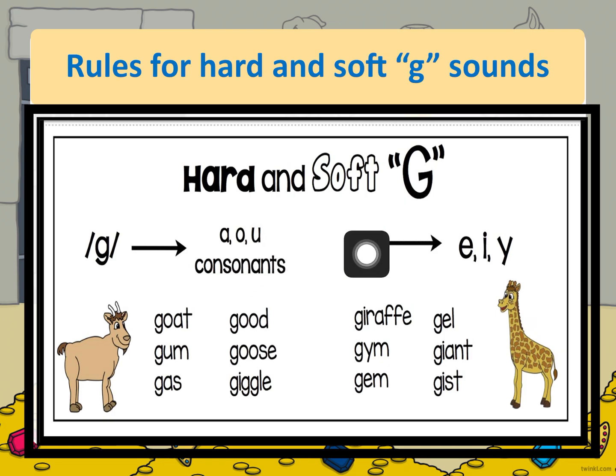Now my G can turn into the J sound when I have E, I, or Y. For example, giraffe. J, J, giraffe. What about the word gel? Say gel. J, gel. What about the word gym? J, gym. And the word giant. We don't say g, giant. That's wrong. We say j, giant. And that's because our G turns into a soft J sound before E, I, or Y.